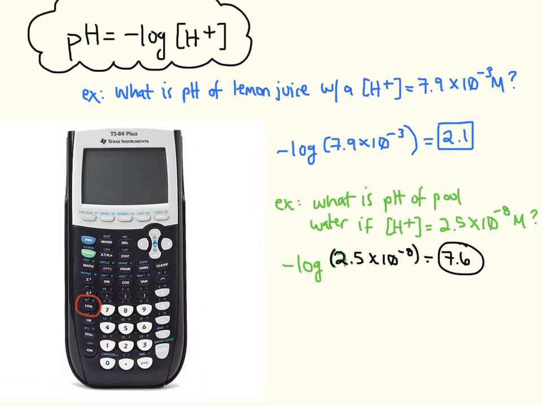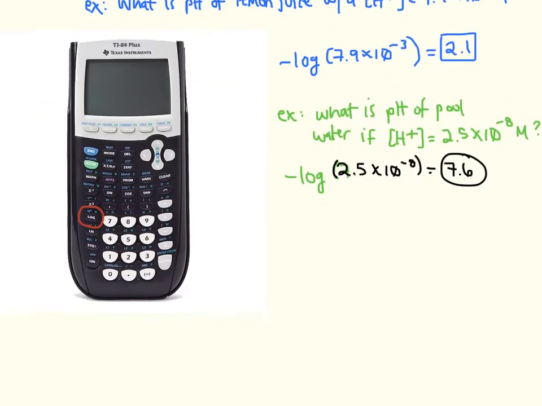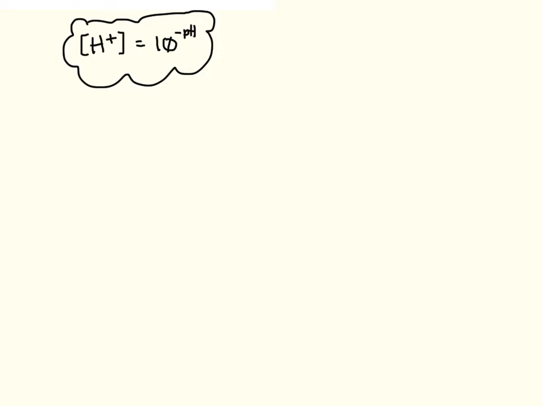It's possible to go in the other direction. So it's possible to calculate the hydrogen ion concentration from the pH. The way that you would do that is, given the pH, you would just take 10, because that logarithmic button that you're using is log base 10. So you would take 10 and raise it to the negative pH. For example, I might want to know what the concentration of hydrogen ions is in Drano if it's got a pH of 13.5.